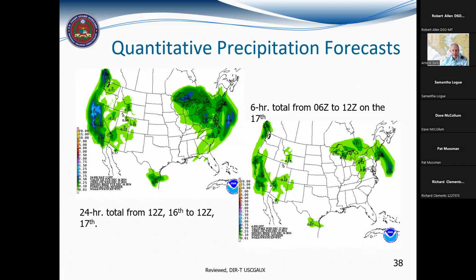Here we have an example of what are called quantitative precipitation forecasts. And these forecast the total precipitation over a specific time period. The first one on the left is showing 24 hours from the observations and up to a day later. On the right, the 6-hour chart has totals from the observation time to 6 hours later.